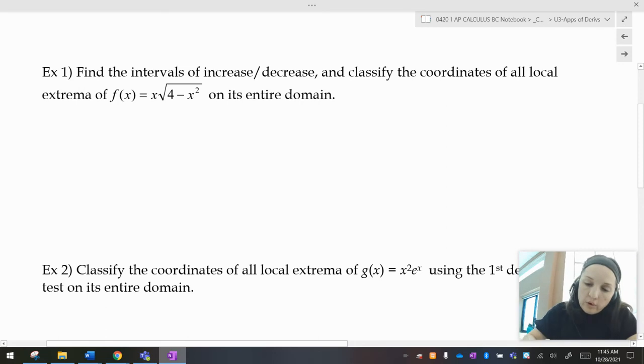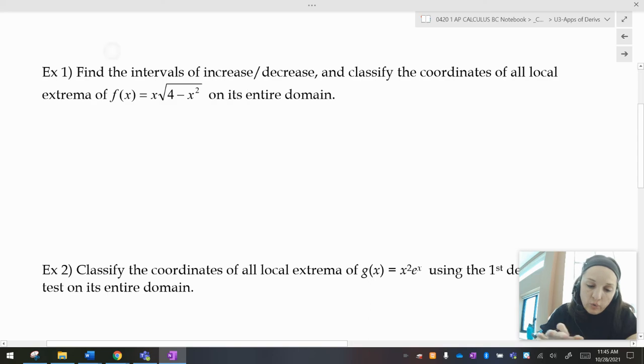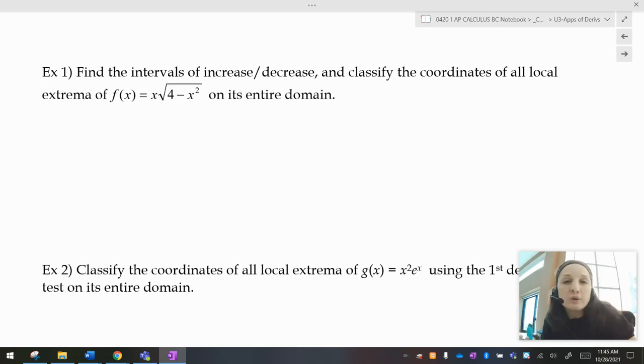Hello, hello. We are going to do some practice problems on intervals of increase and decrease. So let's get started. Our first thing here is intervals of increase and decrease on a square root function with a lead coefficient of x. I guess that wouldn't be a coefficient, it'd be a variable. But basically, what I'm getting at is this isn't just a polynomial. So there's a little bit more that's going to go on as we do this example.